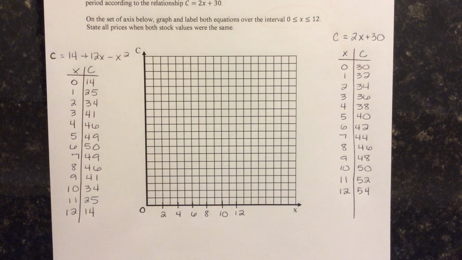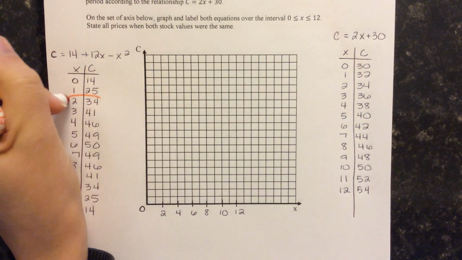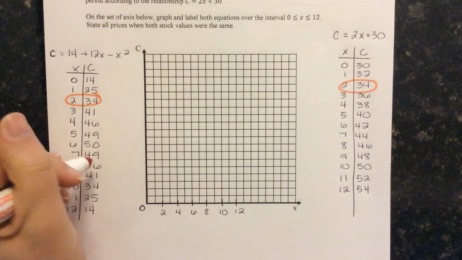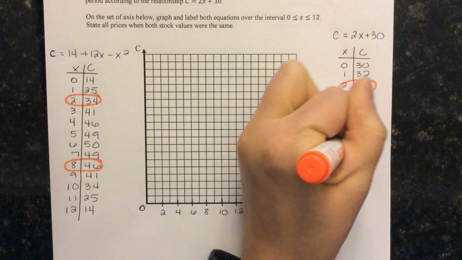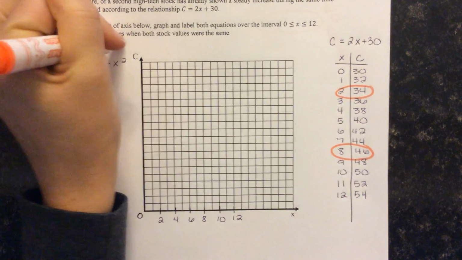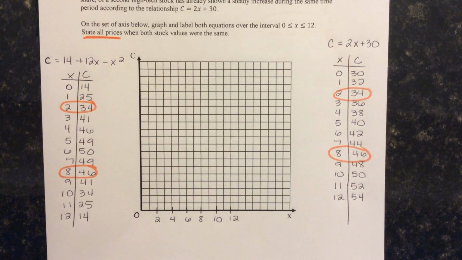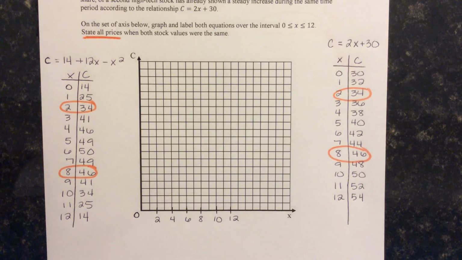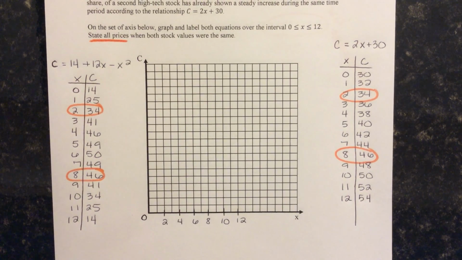Also, it's not a bad idea to see if I can figure it out by the table first, because this is going to get messy, but I see 234 and 234, and I see 846 and 846. So technically I can answer this question. State all prices. I already know that answer now. I'm going to get credit for that for sure, but I want to make sure I can get credit on this graph. So this is where they'll be intersecting. They're going to intersect in 2 spots, so they'll be the same price at 2 times. After 2 years and after 8 years, the stocks will be the same.